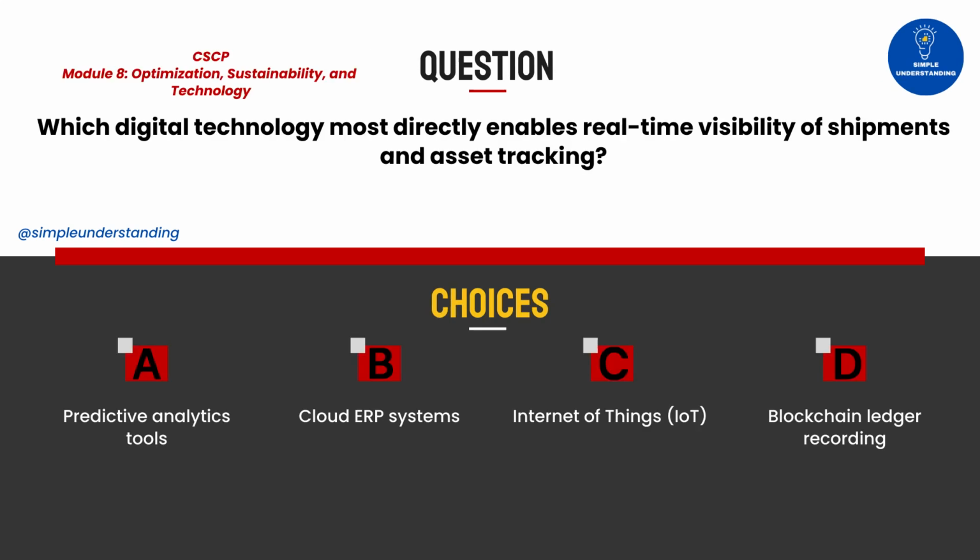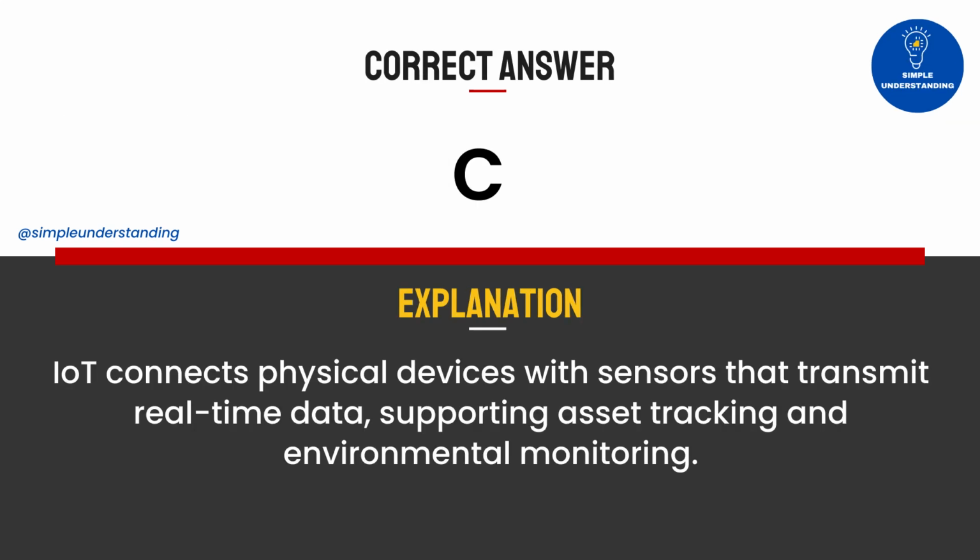10. Which digital technology most directly enables real-time visibility of shipments and asset tracking? A. Predictive analytics tools. B. Cloud ERP systems. C. Internet of Things, IoT. D. Blockchain ledger recording. Correct answer: C. Explanation: IoT devices with sensors provide real-time data on asset location, condition, and movement.